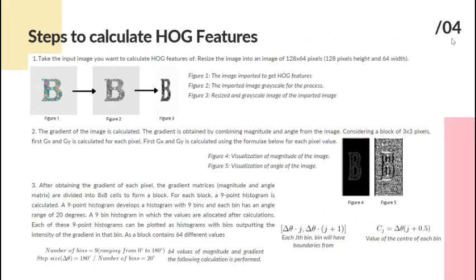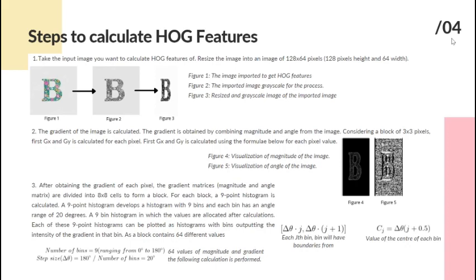The technique counts occurrences of gradient orientation in the localized portion of an image. These are the steps to calculate the histogram of oriented gradients, HOG. First of all, take the input image you want to calculate the HOG of. Resize the image into an image of 128 by 64 pixels. The first figure shows the image imported to get the histogram of oriented gradients.